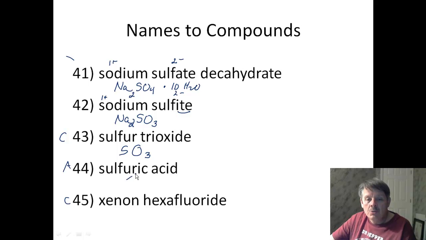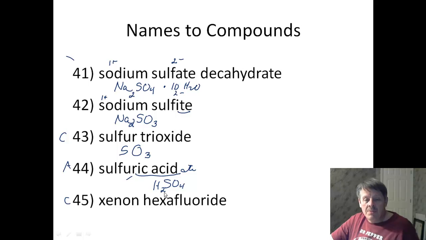Sulfuric acid, we need to know our rules for acids. An ic acid means I'm looking for an ate. So sulfate would be SO4. And I have to start with an H. And SO4 has a 2- charge. That's something you had to memorize. So it's H2SO4 for sulfuric acid.